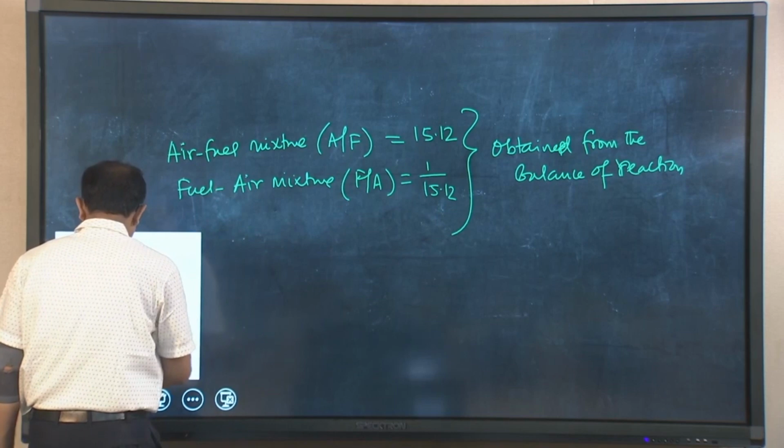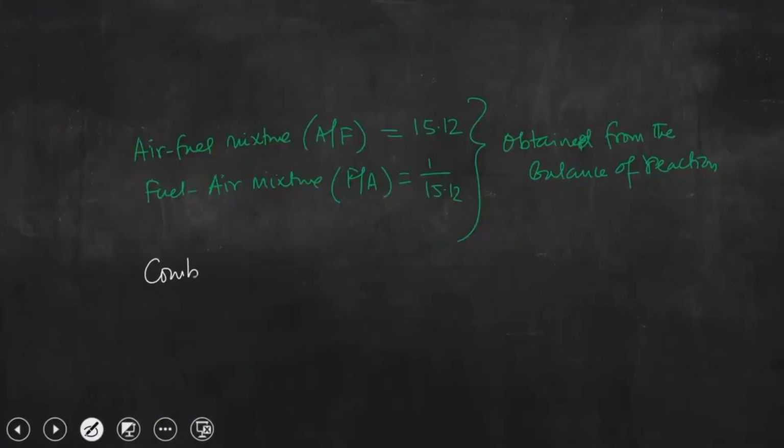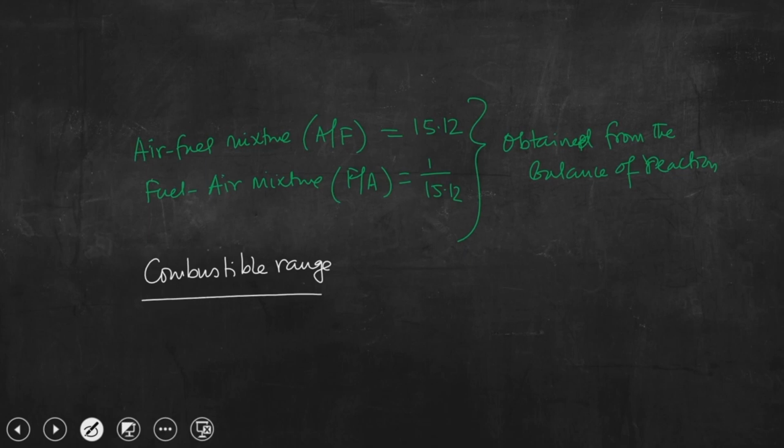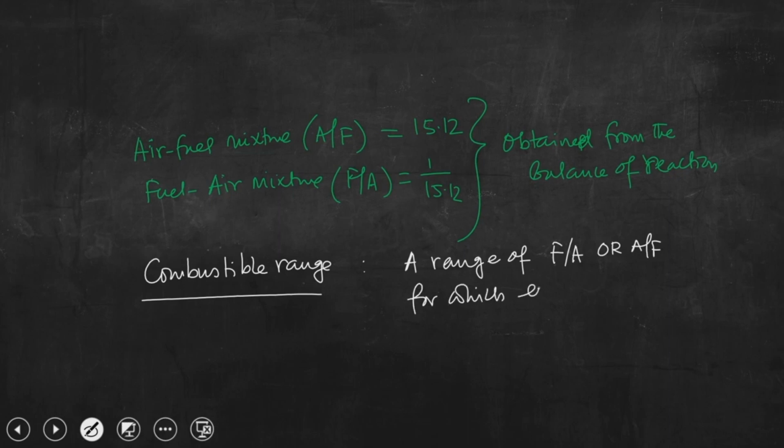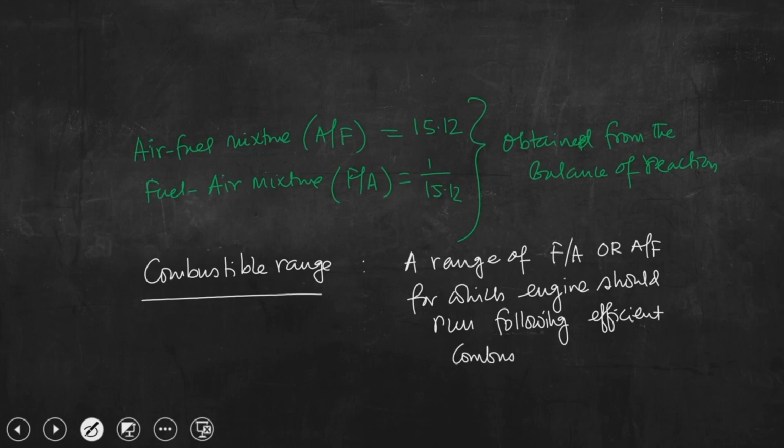So, this is the combustible range. This is a range of fuel air ratio or air fuel ratio for which the engine should run following efficient combustion. So, this is very important.